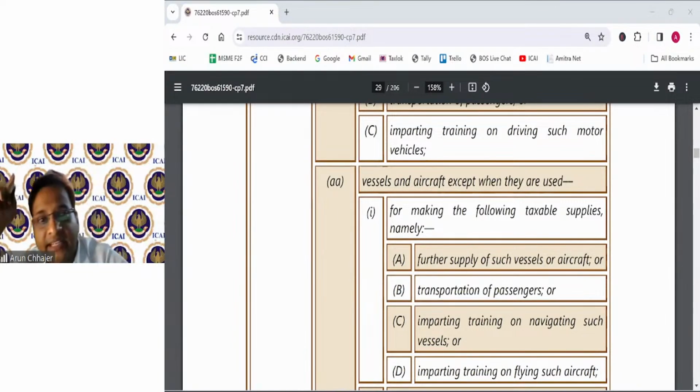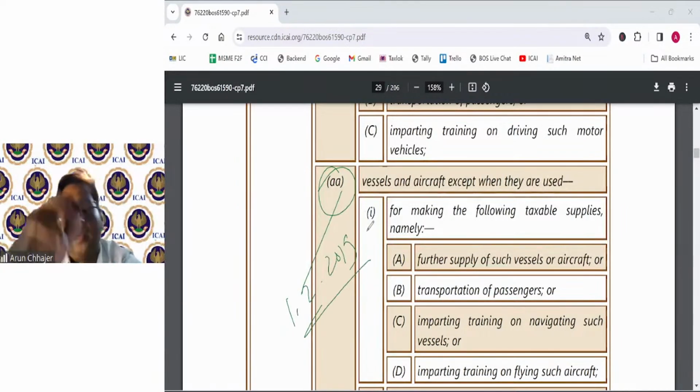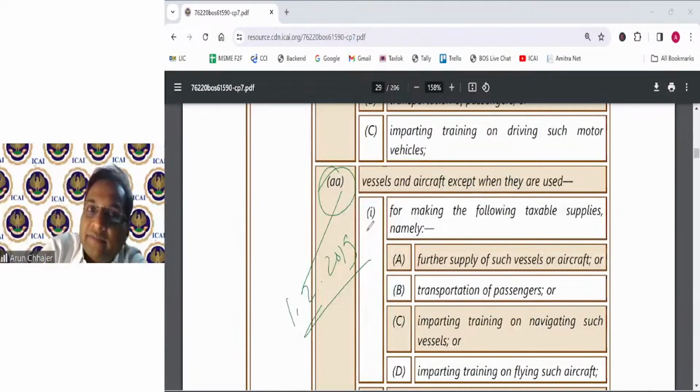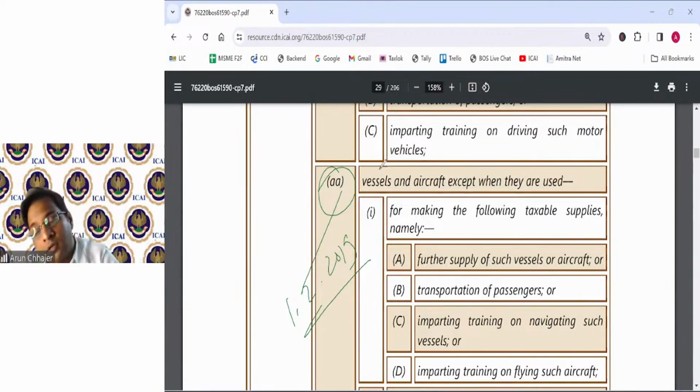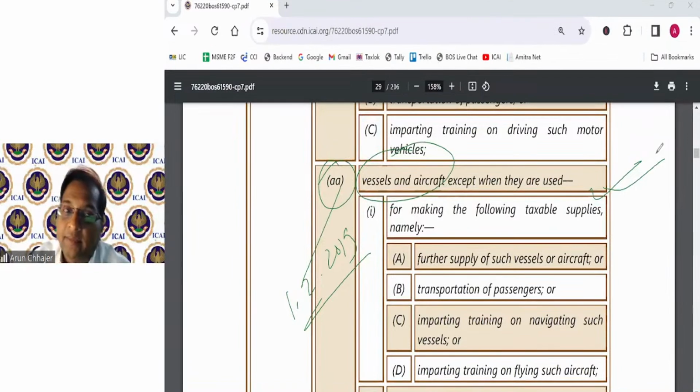Now let's move to 17(5)(aa). This clause was not there since the beginning. It was inserted on 1st Feb 2019. It covers vessel and aircraft, for making the following taxable supplies. If you purchase the vessel and aircraft, obviously you can take the ITC on the supply itself for making the following taxable supplies.